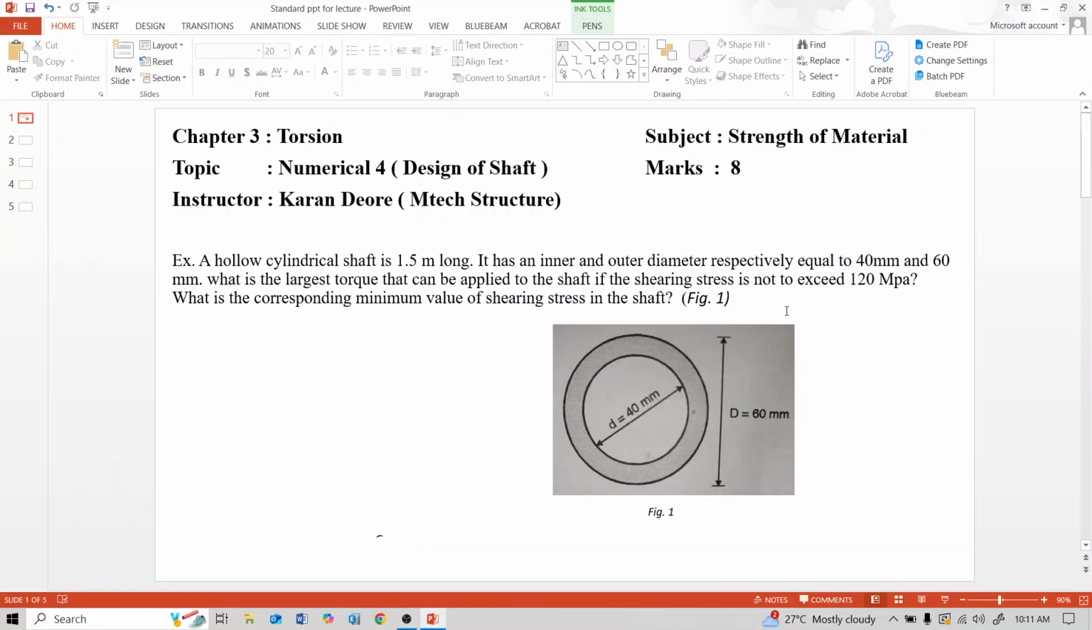Today in this video lecture, we will see numerical 4 on design of shaft. A hollow cylindrical shaft 1.5 meter long has an inner and outer diameter respectively equal to 40 mm and 60 mm. What is the largest torque that can be applied to the shaft if the shearing stress is not to exceed 120 MPa? And what is the corresponding minimum value of shearing stress in that shaft?